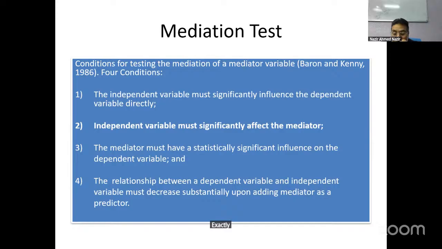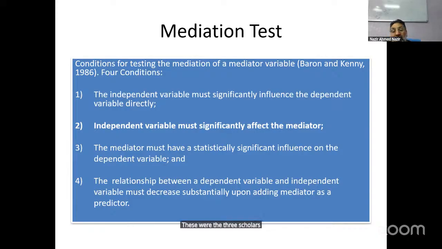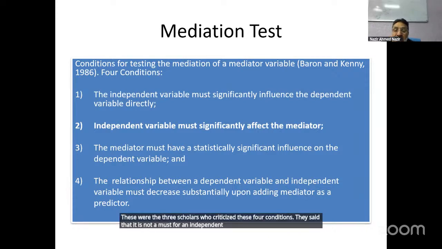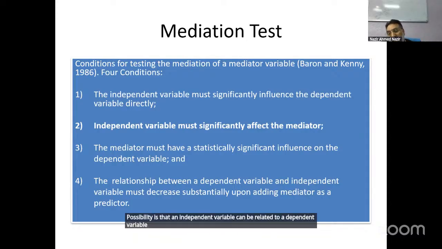When it comes to these four important conditions, there was a kind of criticism, and that criticism was from Zhao, Lynch, and Chen. These were the three scholars who criticized these four conditions. They said that it is not a must for an independent variable to be directly related to a dependent variable. The possibility is that an independent variable can be related to a dependent variable through a mediating variable.